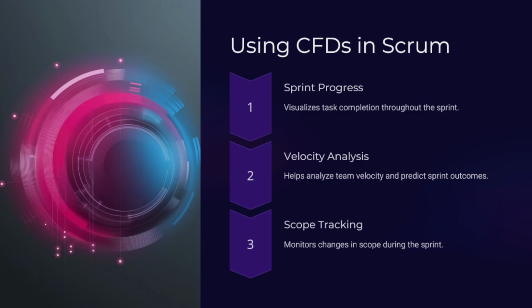By analyzing the diagram, the teams can understand the velocity trends, identify the delays, and track any scope changes that have maybe occurred during the sprint itself.